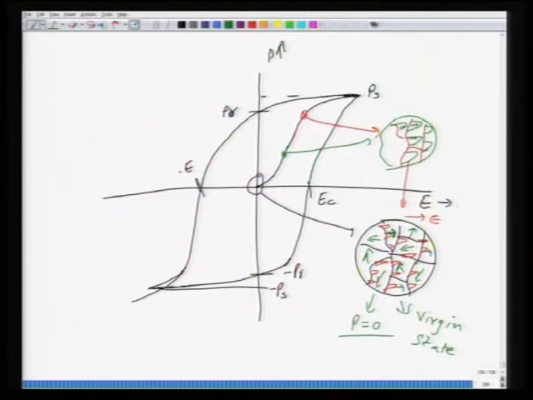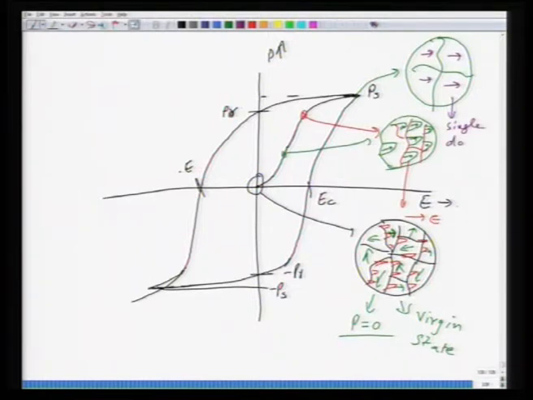So, these are the favorably oriented domains, and the fraction of other domains is decreased while the fraction of favorably oriented domains is increased. And when you reach PS, across the whole volume of the material, you might have these grain boundaries, and everything will be a single domain. So, this is your single domain state. Basically, all the domains show a single orientation of dipoles.